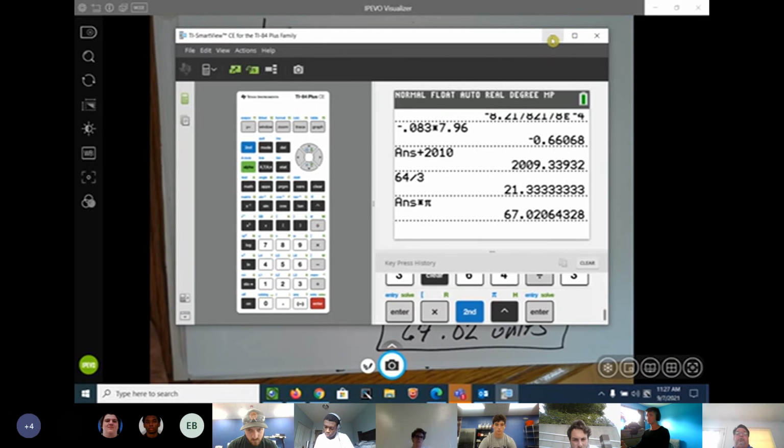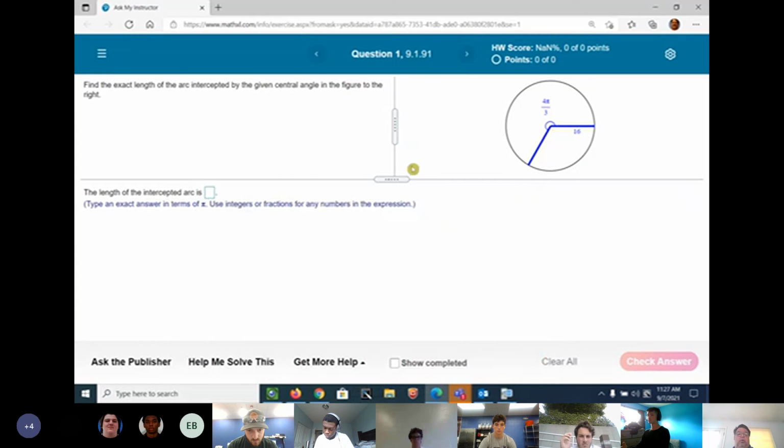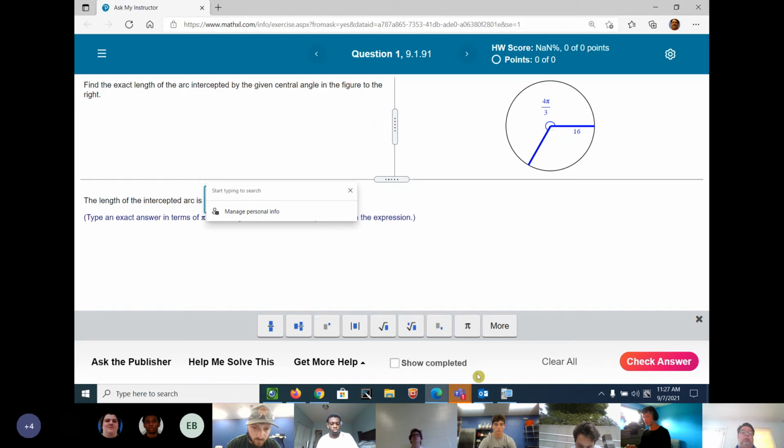So let's see what the directions say. Type it in terms of pi. So that would be 64 pi over 3. 64 pi divided by 3. Oh yeah, it's the same. Huh? I got the same calculation.